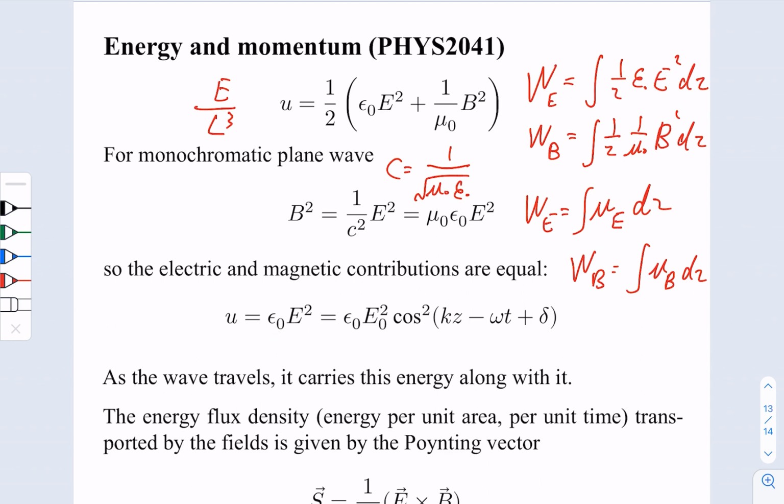Of course, E squared, explicitly written down, should be the amplitude E naught squared times cosine squared of kz minus omega t plus this phase constant delta. So you can imagine that in space, as the light passes through, the energy density oscillates as the cosine squared.